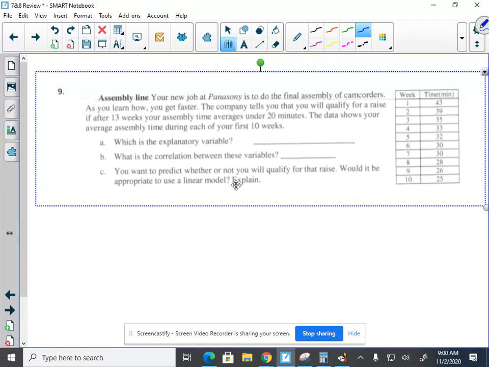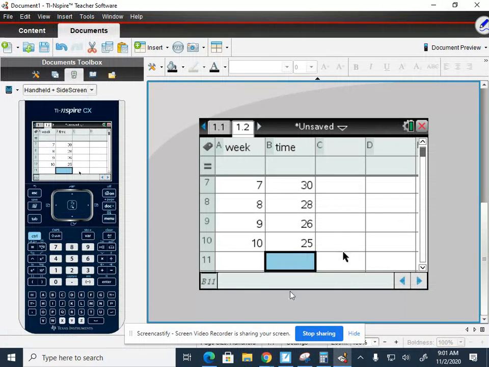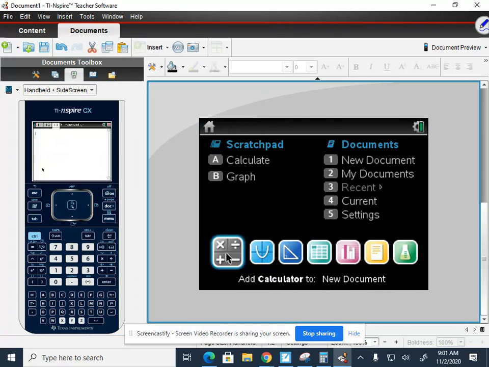And they're trying to get it under 20 minutes to complete this task. I don't know, some sort of an assembly line or something like that. So which one's the explanatory variable? Well, since they're both time, again, that sometimes is confusing, but the number of weeks on the job, if you just said week, that's correct. Weeks on the job is your X variable. And what's the correlation? Well, the correlation we have to get from the calculator. So you do have to know how to find that correlation.